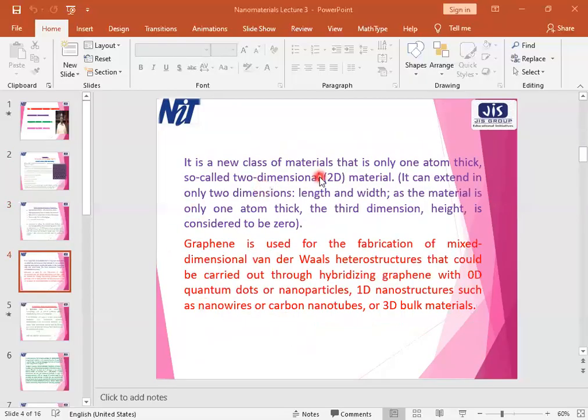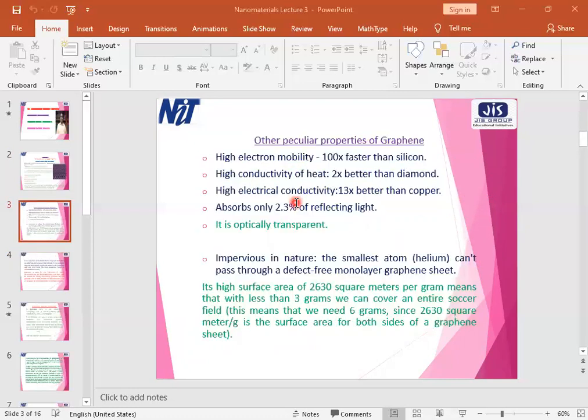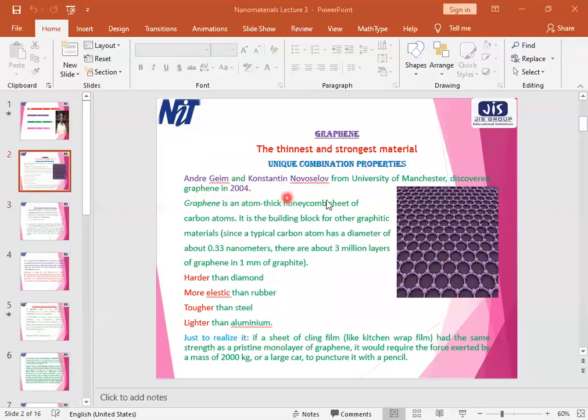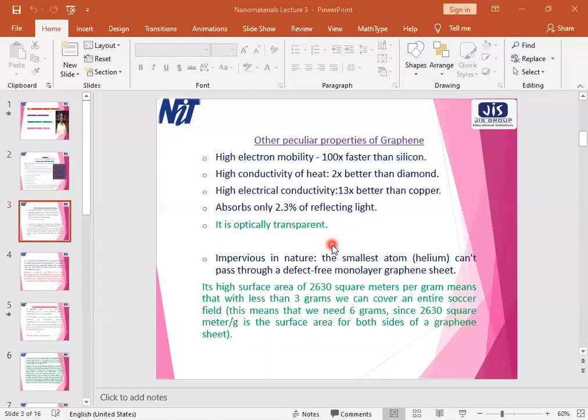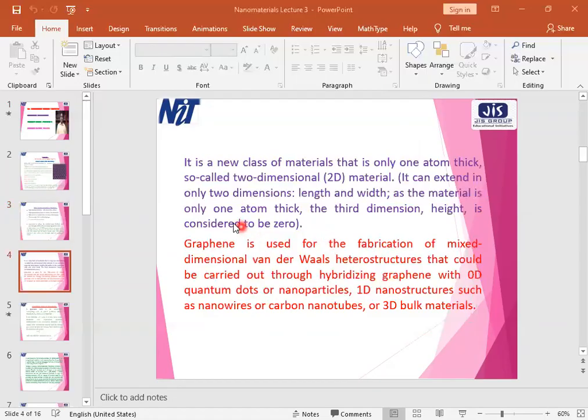It is a new class of material. This graphene was invented, I told you that, in 2004. Andre Geim and Konstantin Novoselov got the Nobel Prize for this year for the invention of graphene. So it is a new class of material that is only 1 atom thick.